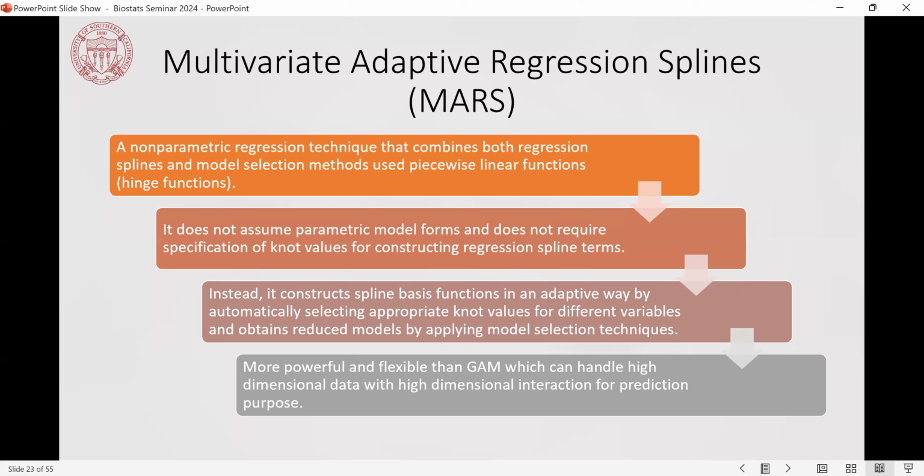It is a non-parametric regression, but it combines both regression splines and a model selection method. It belongs to machine learning because you don't need to specify the knots, and it will automatically search for you. Especially when you have interactions and high dimensional data, you can go hands-free. It will search for you. So this is more advanced compared to the generalized additive model. But the downside is it can only work on cross-sectional data. We don't have any MARS model for longitudinal data yet.